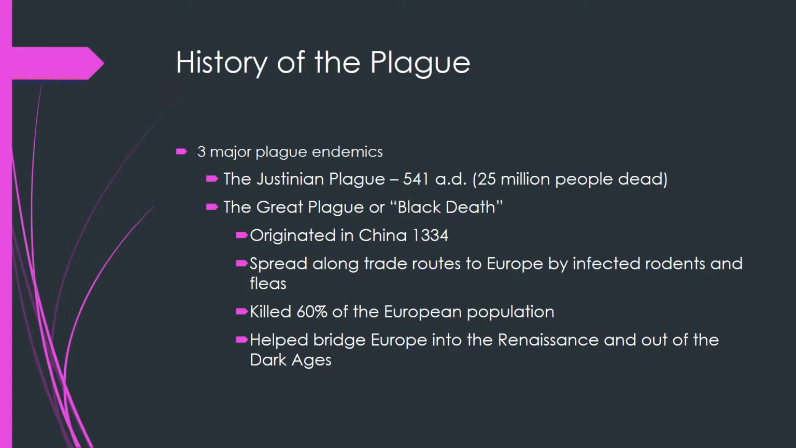Plague, or Black Death. It originated in China in 1334, and it spread along trade routes to Europe from ships which were carrying infected rodents and fleas. And we all know that it was pretty disastrous, and it killed 60% of the European population. It was also pretty important because it helped Europe bridge into the Renaissance and out of the Dark Ages.